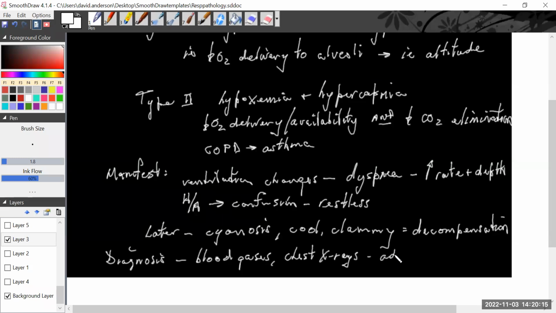And we can do our best to address underlying causes. So in your history, in your examination, you may come up with underlying causes that play a role in why the respiratory system is failing.